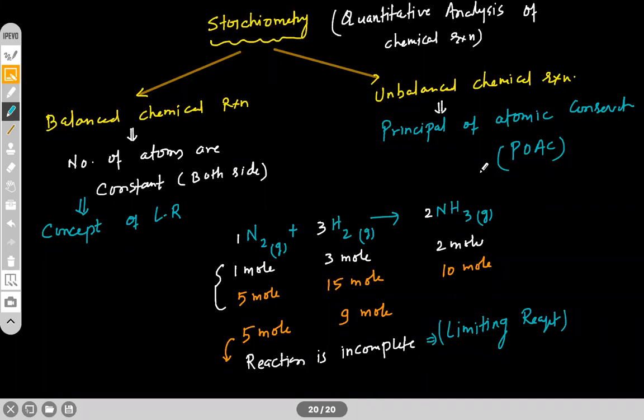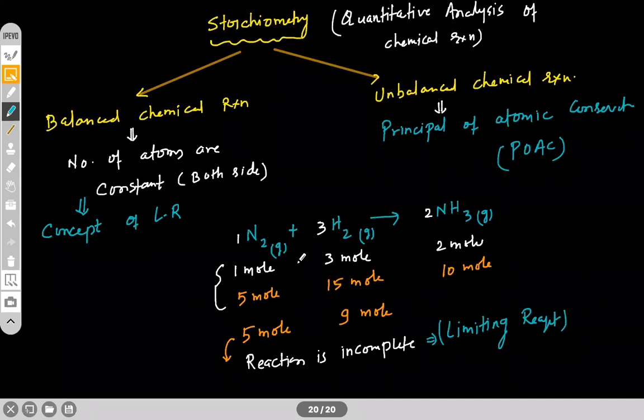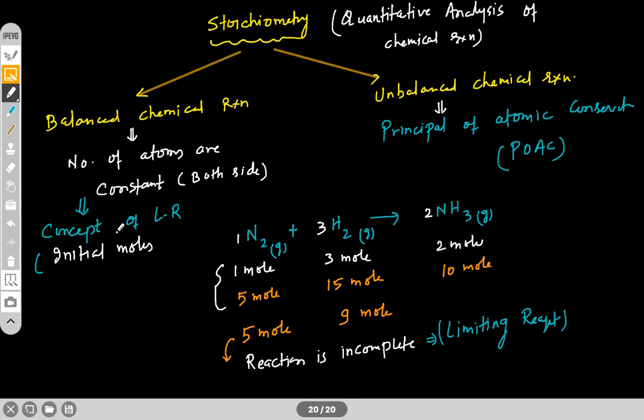What is required for limiting reagent? Like I said, a balanced chemical reaction is required, plus the initial number of moles must be given. That is the condition. Initial moles of the reactant molecules must be given. If it is not given, we cannot use this.